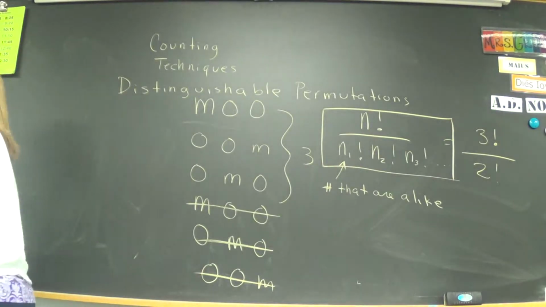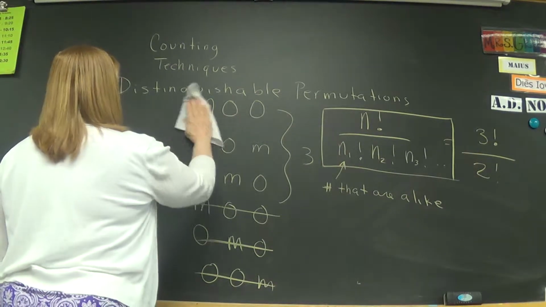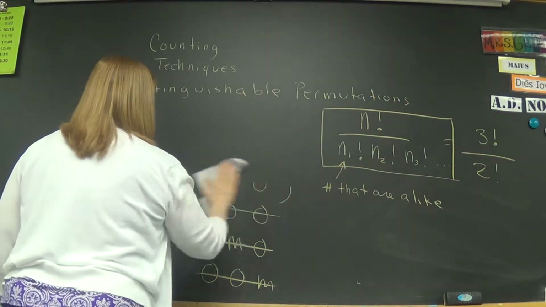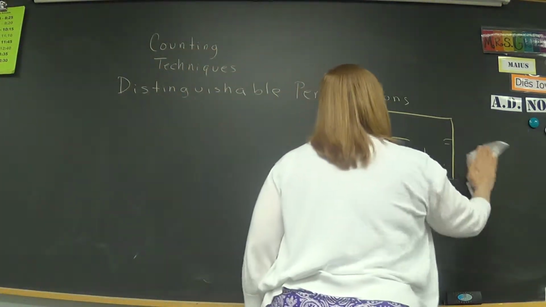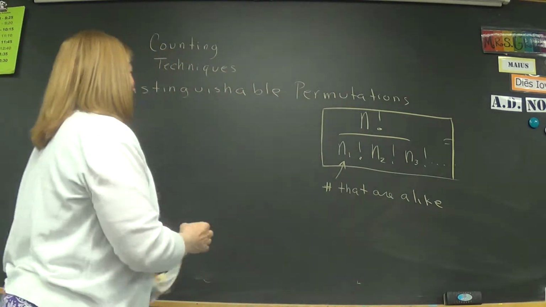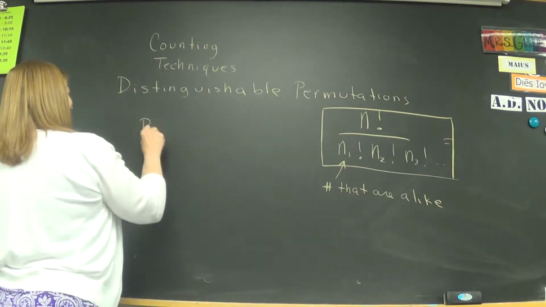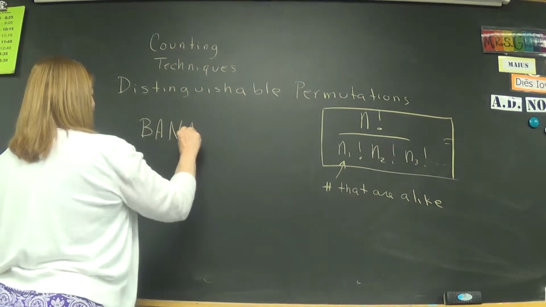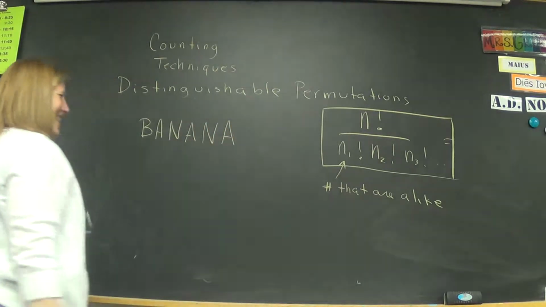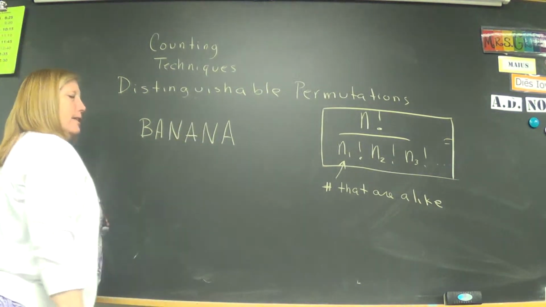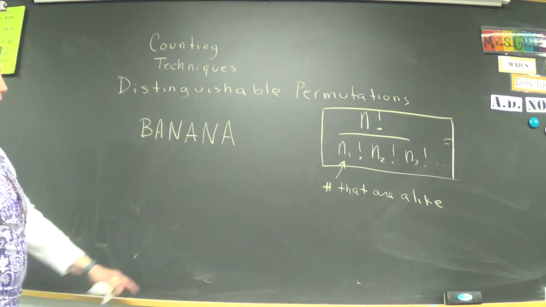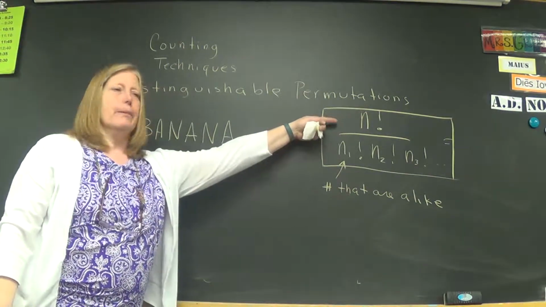From mu to banana. Write the word banana. You got to spell it right though. How do you spell it? B-A-N-A-N-A. I never know when to stop. B-A-N-A-N-A. We're going to do this, instead of listing them, by formula. So, what goes up here?